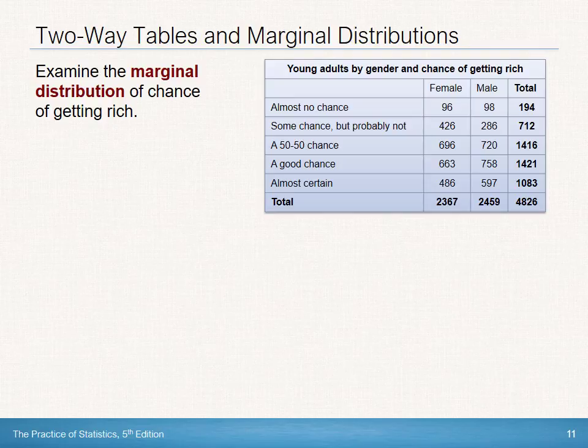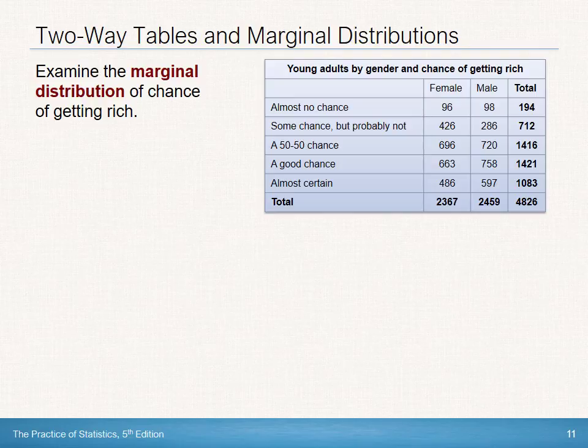So in our previous problem, if I asked you to examine the marginal distribution of chance of getting rich, that means I only care about the totals that go with chance of getting rich. I don't care about these totals down here at the bottom. I only care right here about these. I care about the totals that go with the options of whether or not they think they're going to be rich.